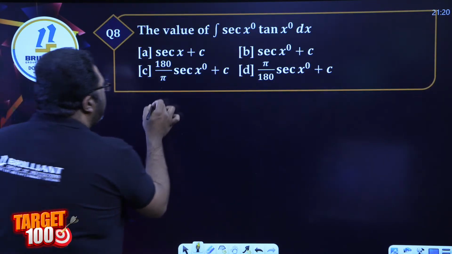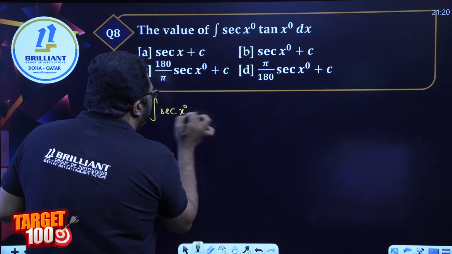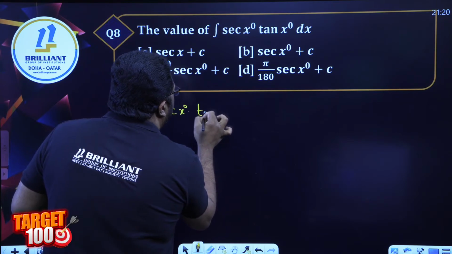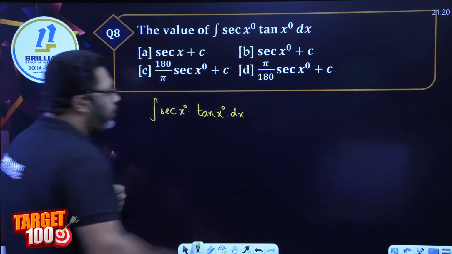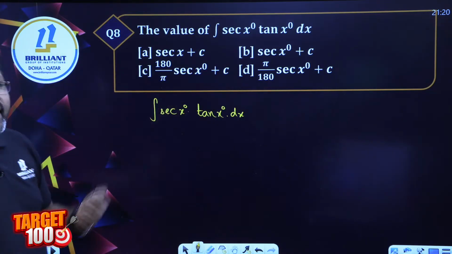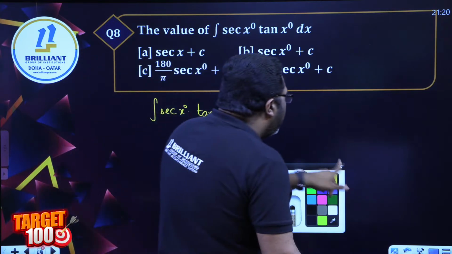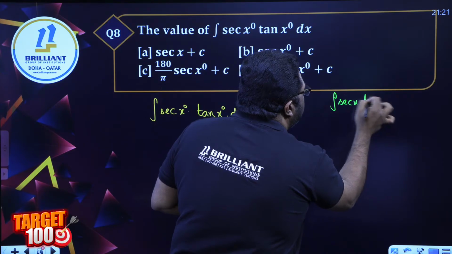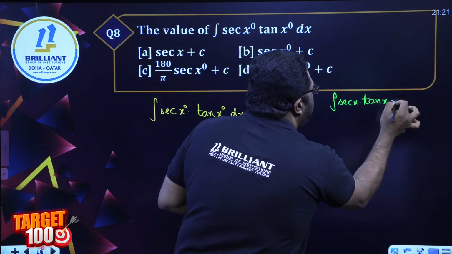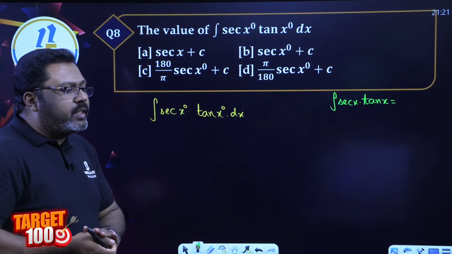Question number 8. Very interesting question. Did you understand what that small 0 on top of x is doing? It's not a 0 actually. It's degrees. It's sec x degrees tan x degrees. We have a formula like this in integration. Can anyone in the class tell me what is the integral of sec x tan x? Quick.